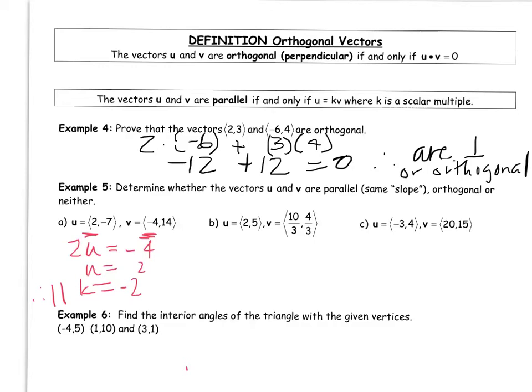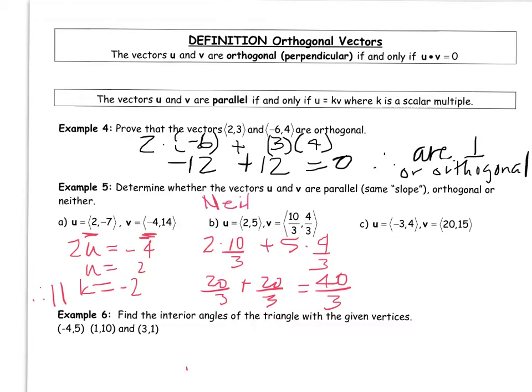So let's see if I multiply the dot product and see if they're perpendicular. 2 times 10/3 plus 5 times 4/3. This is going to be 20/3 plus 20/3. They have common denominators, so add the numerators. Well, lo and behold, guys, that's not 0. So B is neither parallel nor perpendicular. So the answer for B is neither.